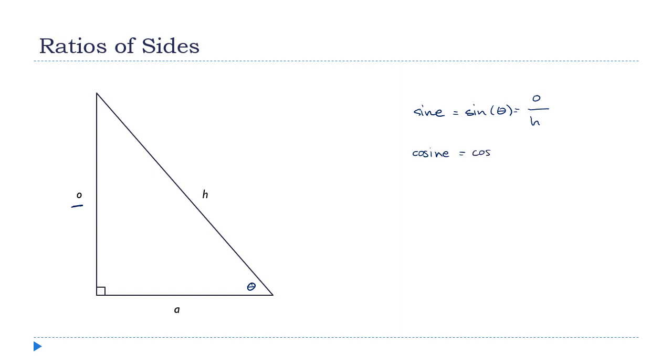abbreviated cos of theta, is the length of the adjacent side divided by the hypotenuse. And finally, the tangent of the angle, tan of theta, is equal to the length of the opposite side divided by the adjacent side. And that's it. These are the three core functions that pretty much all of the rest of trigonometry are going to be based on.